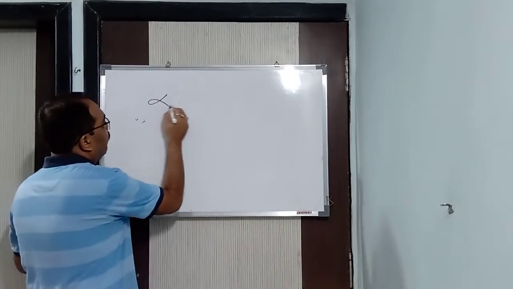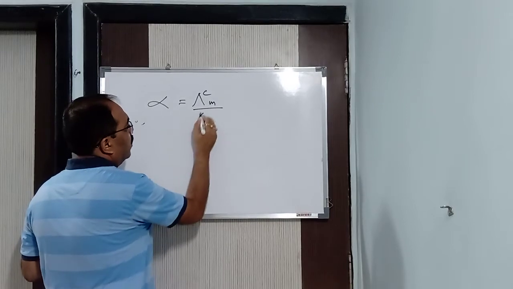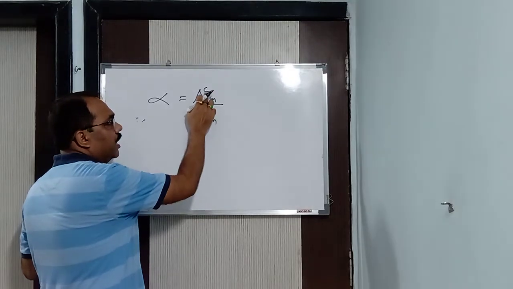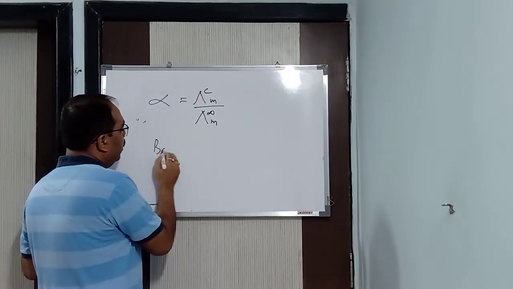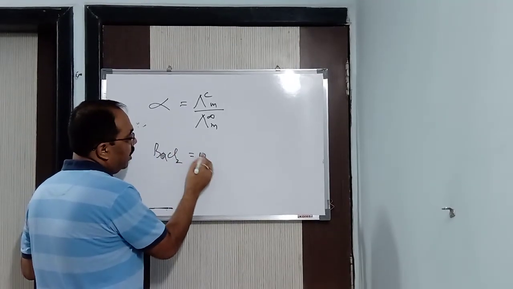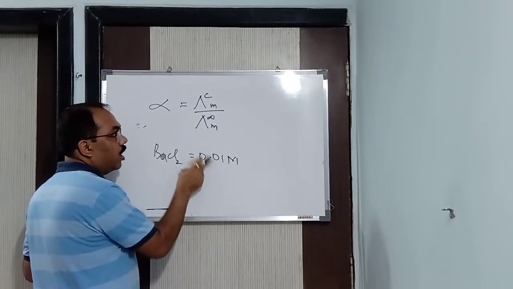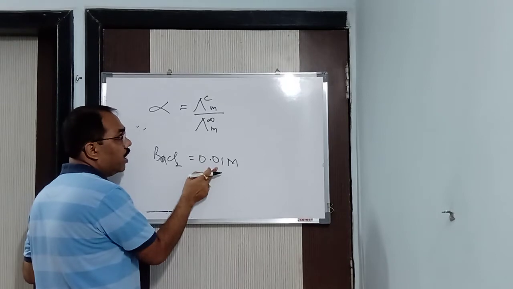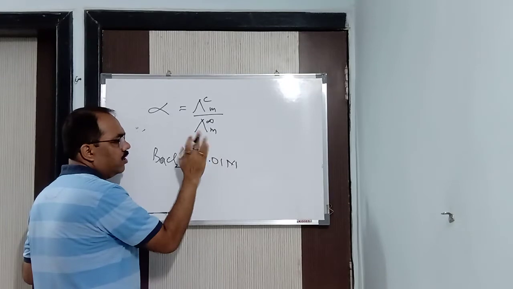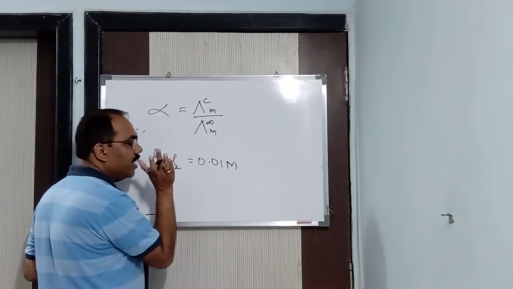What is the formula? Alpha, the degree of dissociation of a weak electrolyte, is equal to Λ_m^c by Λ_m^∞. C means concentration, so Λ_m^c is the molar conductivity at a given concentration. Let us say I have given you barium chloride, and its concentration is 0.01 molar. So what is C here? C is 0.01 molar. Λ_m^c is simply Λ_m also, you can write it down. There is no difference between Λ_m and Λ_m^c. I write C specifically because it is the molar conductivity at a given concentration.